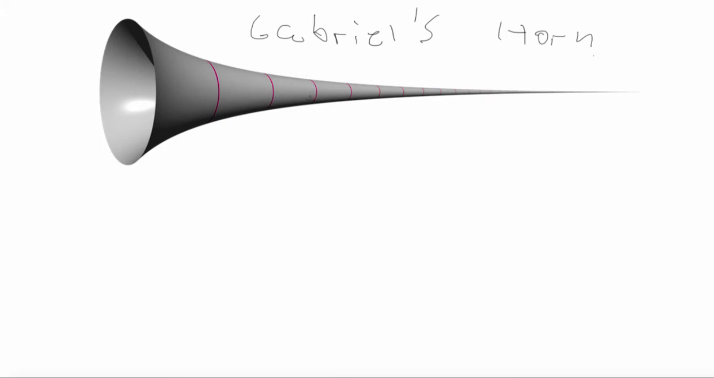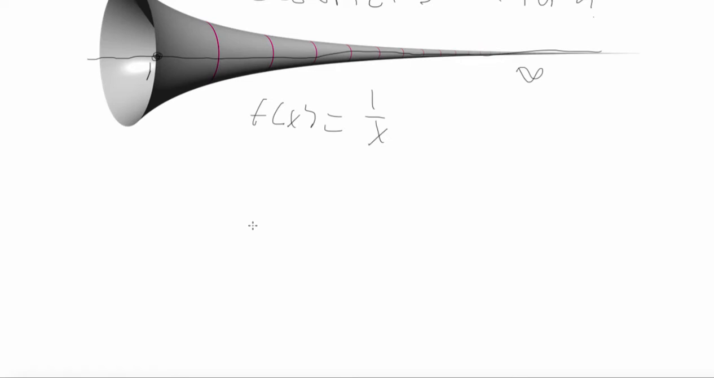So to start, Gabriel's horn is going to be on the x-axis, so just draw the x-axis, kind of, and it's going to start at 1, and go to infinity. And the radius of the circles that make up Gabriel's horn are described by the function 1 over x. And so with this information, we can start calculating the volume using the disk method.